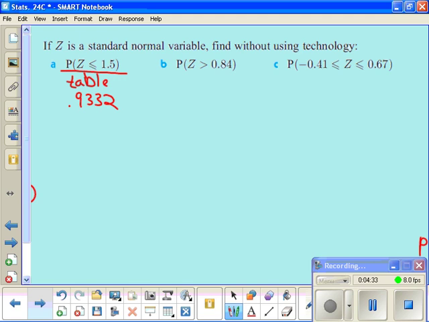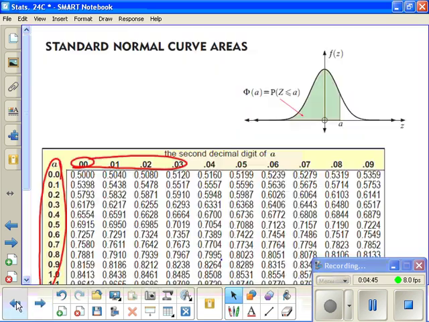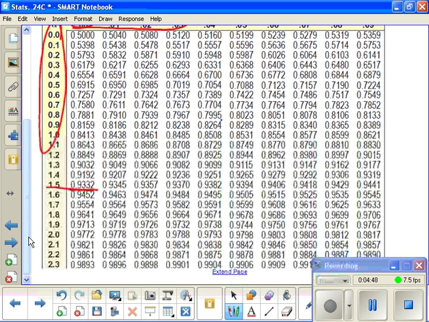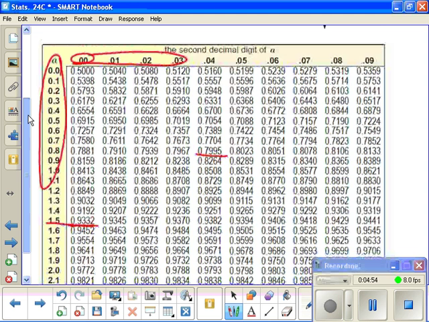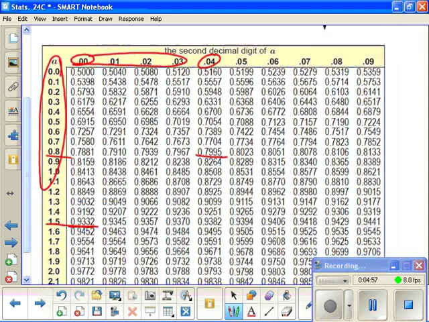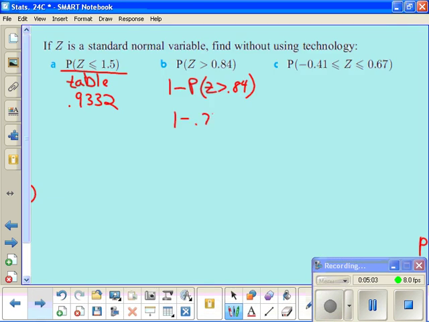Now, for the next one, probability of z is greater than 0.84. Since it says greater than, I have to go 1 minus the probability of z being less than 0.84. I do that by going to my table, 0.84. There's 0.84. So I go to 0.804, 0.7995. So it's 1 minus 0.7995. And from there, that's about 0.2005.